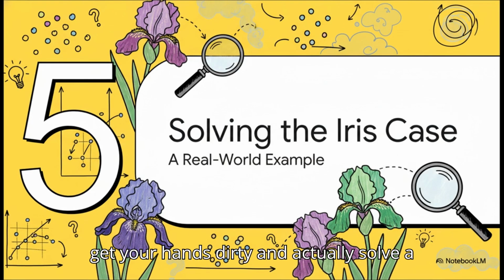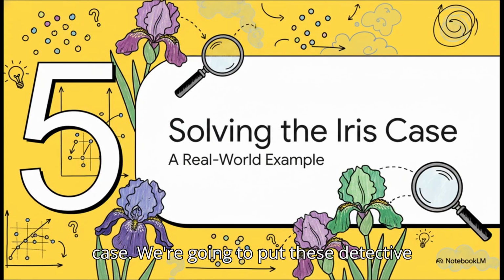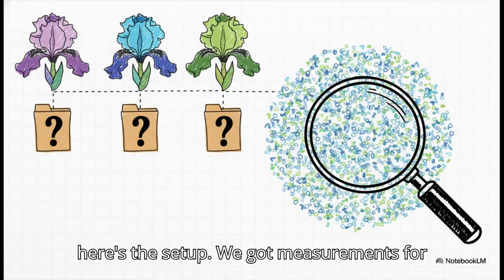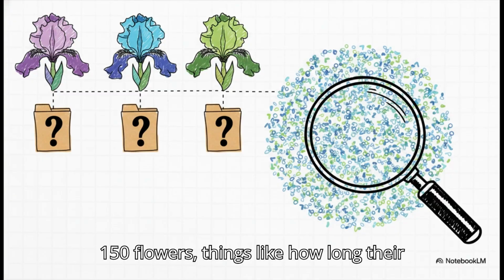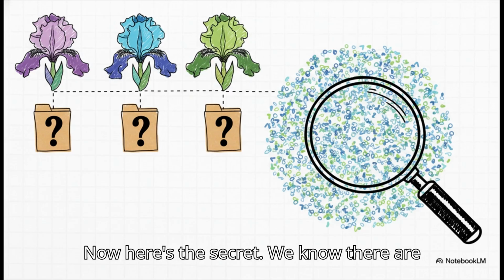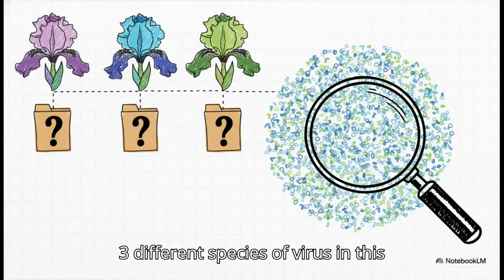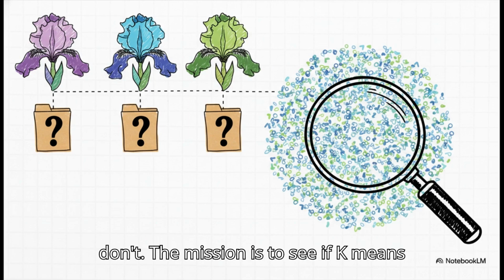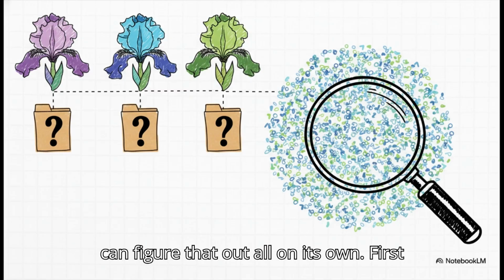All right, enough theory. Let's get our hands dirty and actually solve a case. We're going to put these detective skills to the test on a classic, the famous iris flower dataset. It's a rite of passage in machine learning. So here's the setup. We've got measurements for 150 flowers. Things like how long their petals are, how wide their sepals are. Now, here's the secret. We know there are 3 different species of iris in this data, but we're going to pretend we don't. The mission is to see if K-means can figure that out all on its own.